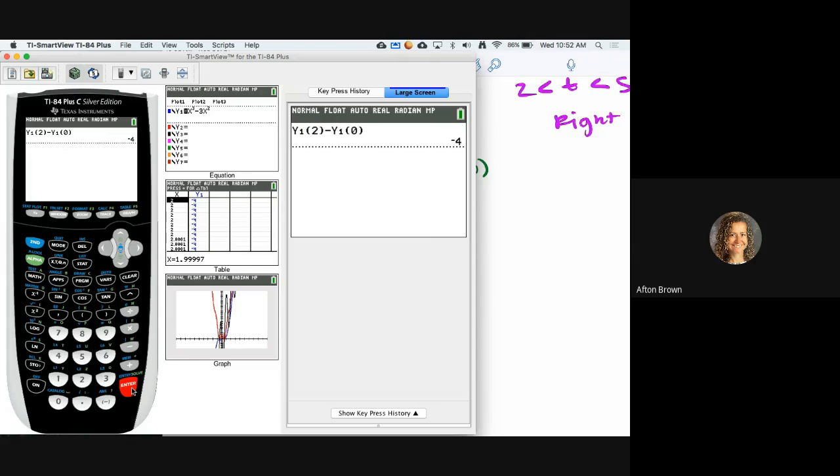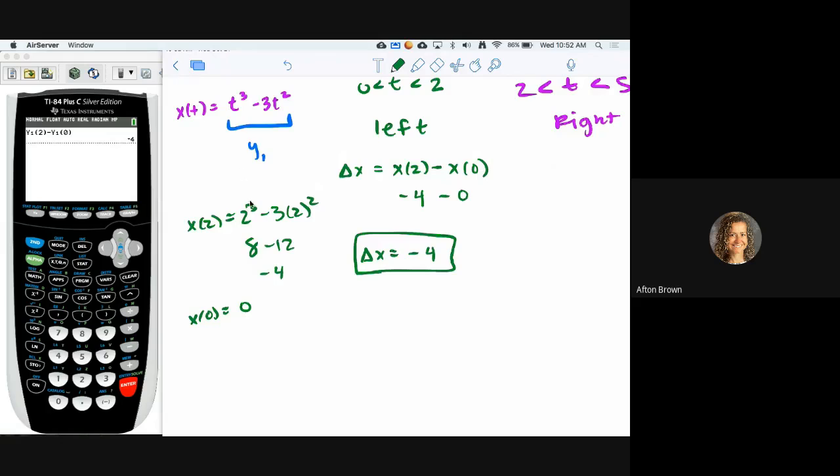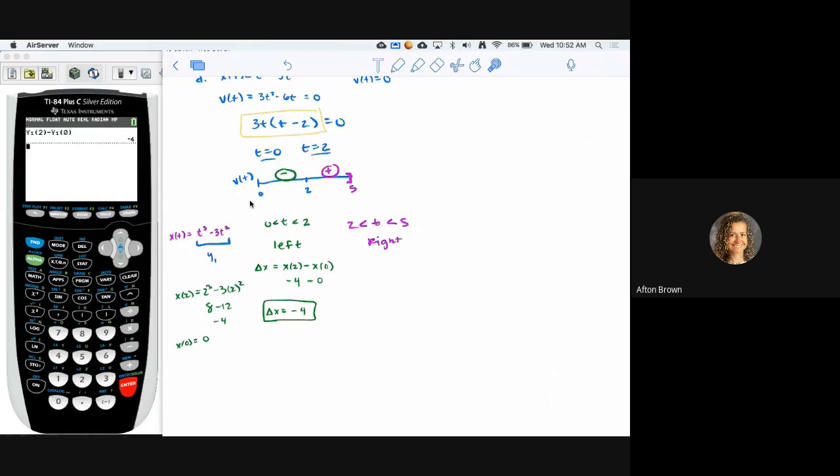Am I surprised that it's negative, or what do you guys think about the negative? Did we expect it to be negative? Why? Velocities. Very good. It's in the interval where velocity is negative. In this interval, we were moving to the left. If you're moving to the left, it makes sense that we have a negative displacement. We ended up 4 units to the left of where we started.